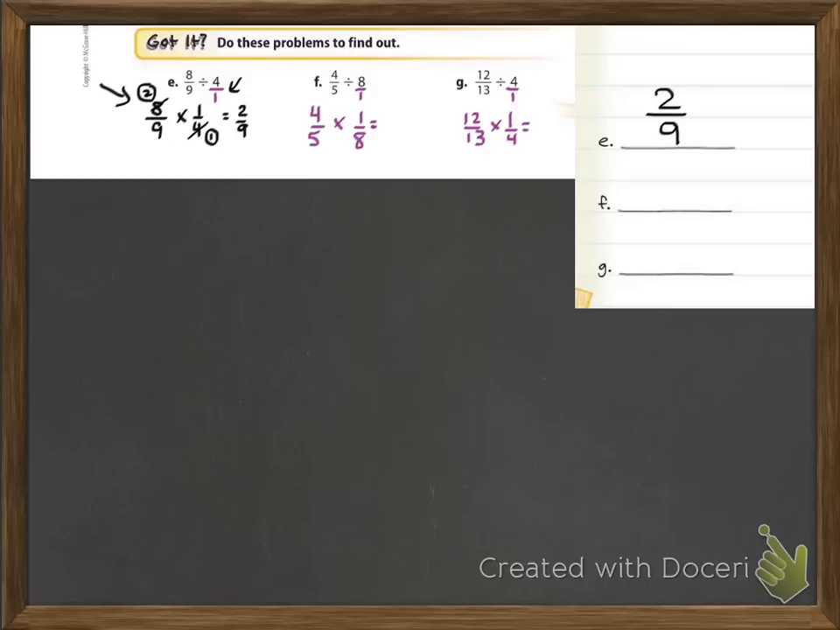All right, so as you can see here, I have the first problem worked out, including the cross simplifying. So we cross simplified the 4 and the 8 to get 1 and 2, and then 2 times 1 is 2, and 9 times 1 is 9. So now I left F and G out like this so that you could see the cross simplifying happening.